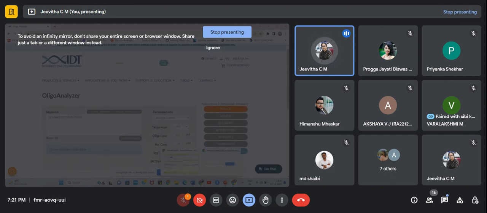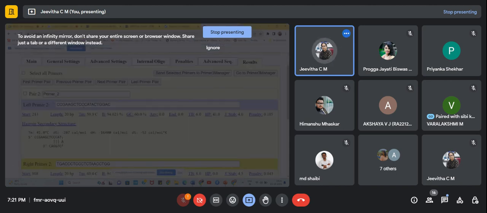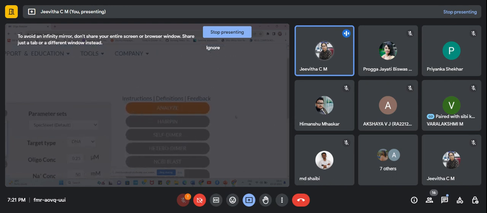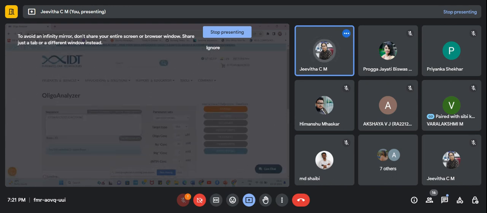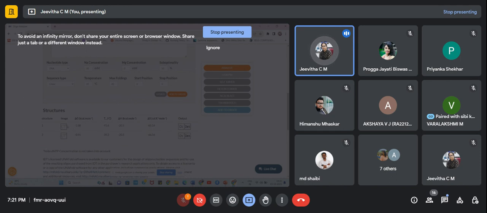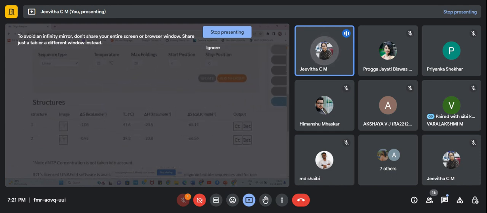So we can take the primer we have got from this software. I'm taking the left primer 2, that is, from the second primer set, I'm taking the forward primer and providing it here. And I'm checking with the hairpin analyzer. When I give hairpin, it will show all the possibilities of hairpin loop formation.